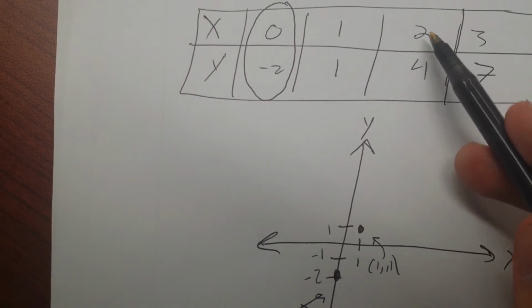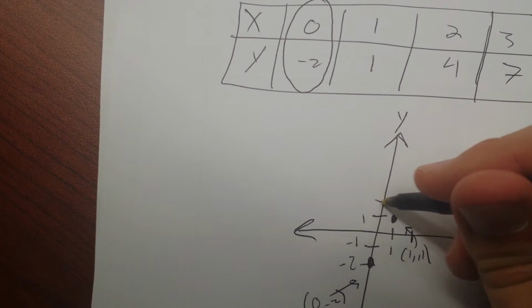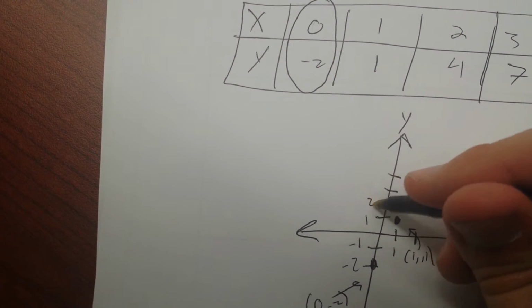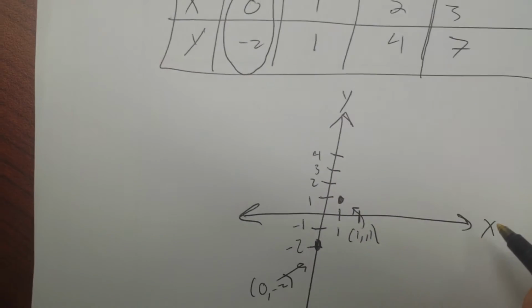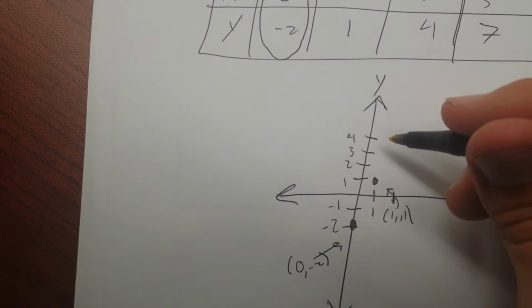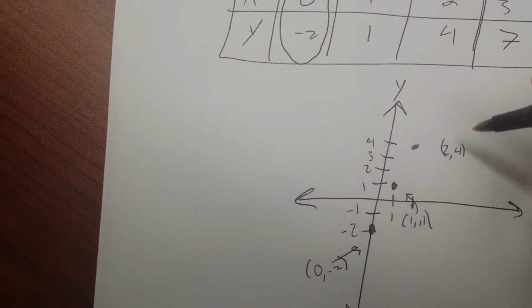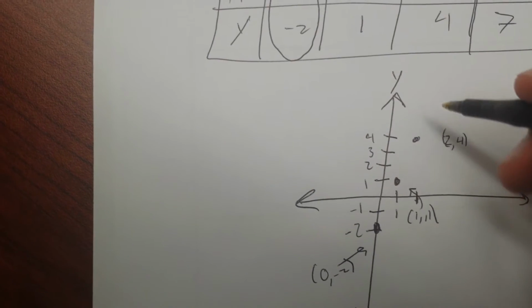Next ordered pair, 2, 4. So 2 in the X. I'm going to count off a second tick in the X. And I'm going to count off 2, 3, 4 in the Y. So 2 in the X takes us to here. Add 4 more in the Y takes us to here. And that is 2, 4. So by now, we've got 3 points.